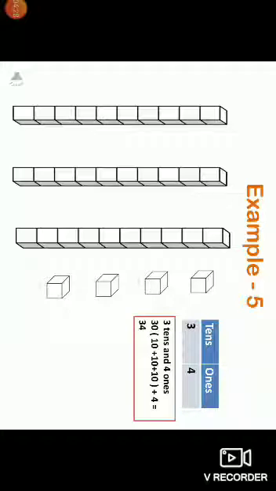Now 3 tens means 3 times 10. 10 plus 10 plus 10. It makes 30. So 30 plus 4 makes 34.